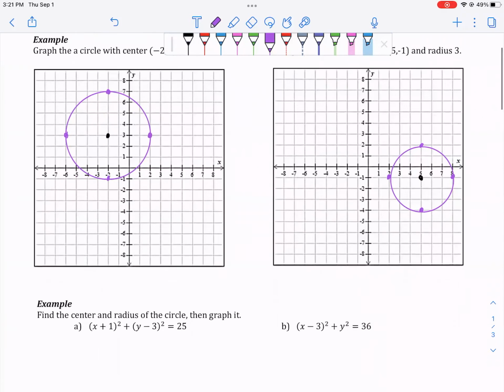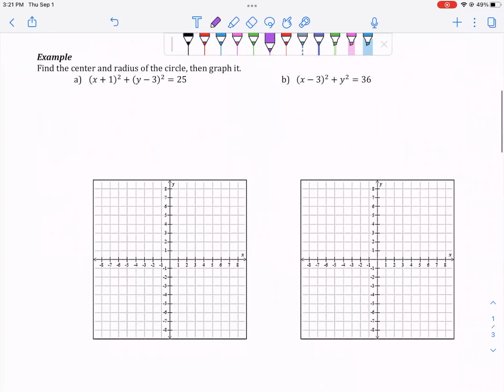Let's do a few more examples. All right. So for these ones, we have the equation of the circle in standard form. We need to find the center, the radius, and graph it. So I'm going to pull the center away from this. We have h is equal to -1. K is equal to 3. Remember, opposite signs. And r is equal to 5. So the center is at -1, 3. The radius is 5.